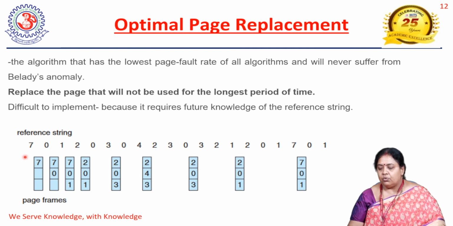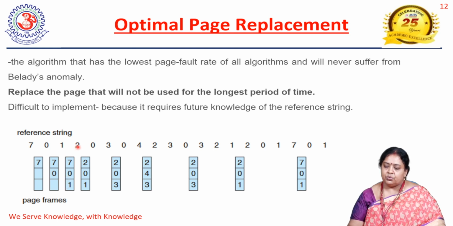Now all the frames are empty. Now 7 is referenced, and 7 is not in the memory. That is called a page fault, and we bring it into the memory. No replacement is required. After that 0, 0 is not available, so it is a page fault and 0 is brought into the memory. Then 1, 1 is not available here, so it is a page fault, and we bring this into the memory.